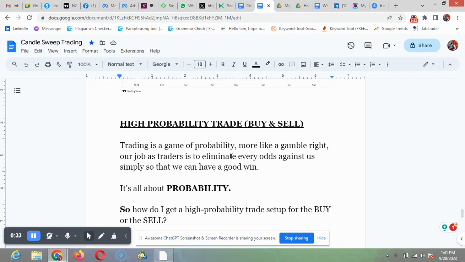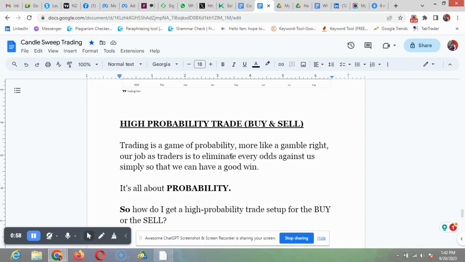Trading is a game of probability. By now, you should know this. Trading is a game of chance. It's more like a gamble, right? Now, our job as traders is simple: to make sure we eliminate every one of the odds that would be against us. Why? So that we can have a good win.